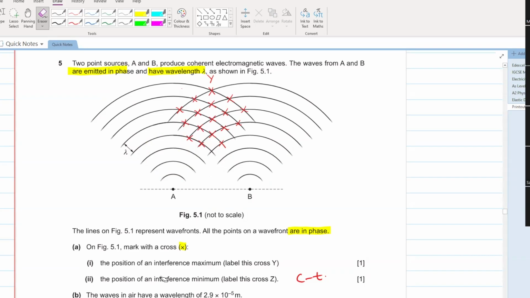Perfect. But I just want to mark one point, so I will mark this as Y. Now, between two crests, between two yellow highlighted regions, we have what? We have a trough, like this. Between two crests, we have a trough like this. Simple. Same happens here. Between two crests, we have a trough.